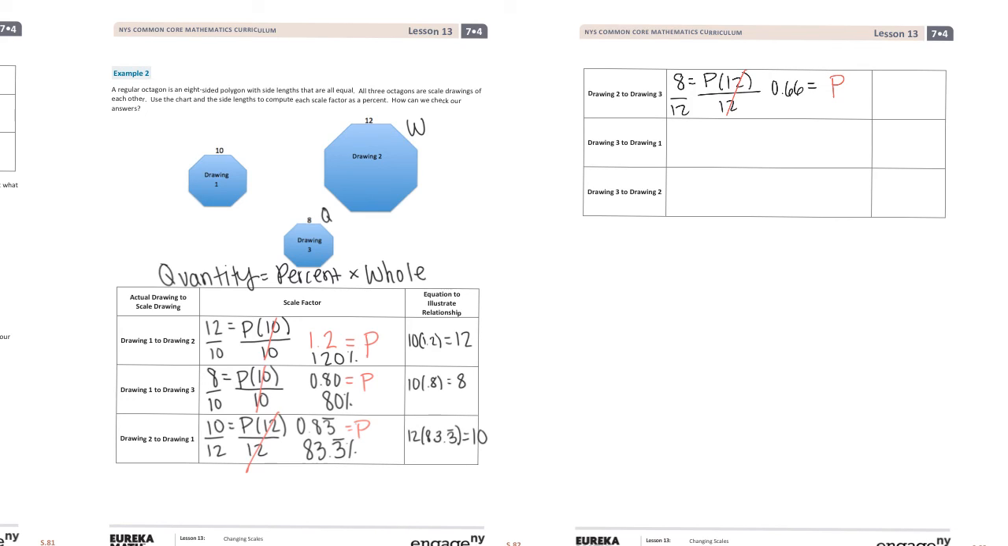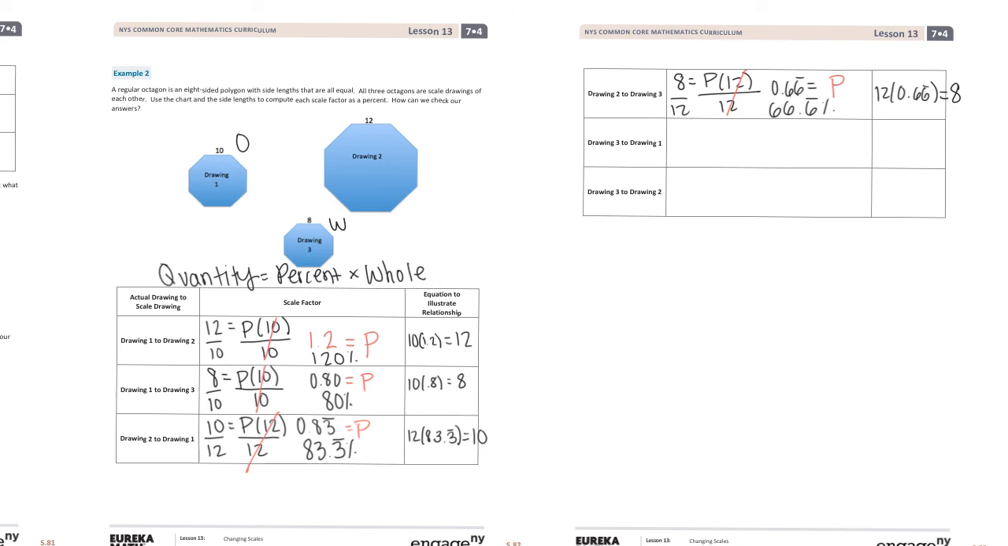0.66 repeating. To write that as a percent, I can write it as 66.6 repeating percent. And then the way that I show this in an equation is going to be 12 times 0.66 repeating equals 8.